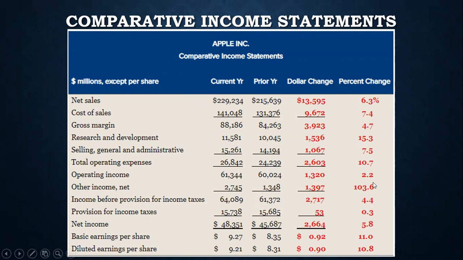So we just would go down through here. Okay, other income went up by 103%. So we want to research that. And then you see some things that you're like, oh, they don't really matter, 0.3% for income taxes, not a big deal. You just want to look for anything alarming, and that's when you would research what's going on here.